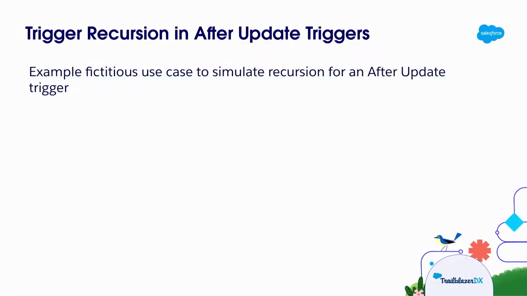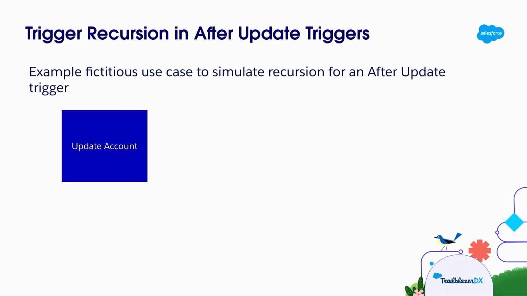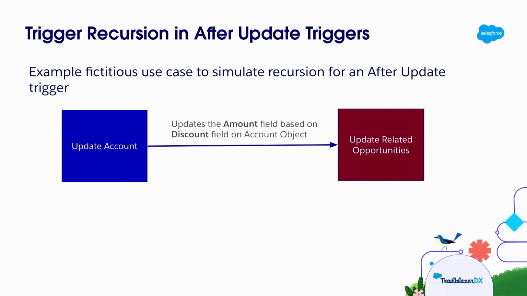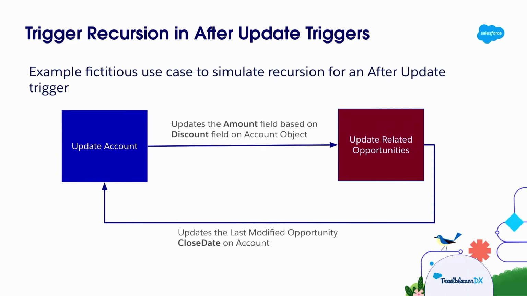Before we get into code, I wanted to take a use case and create this recursion, so we can go solve for it and look at what solutions we have. Here's a fictitious scenario to simulate a recursion in an after update trigger. I have a trigger on update of account. This trigger provides a discount for all the opportunities related to the account. Very common, right? Account can have a discount field, and based on the discount field, I'm updating all these opportunities in my Salesforce instance.